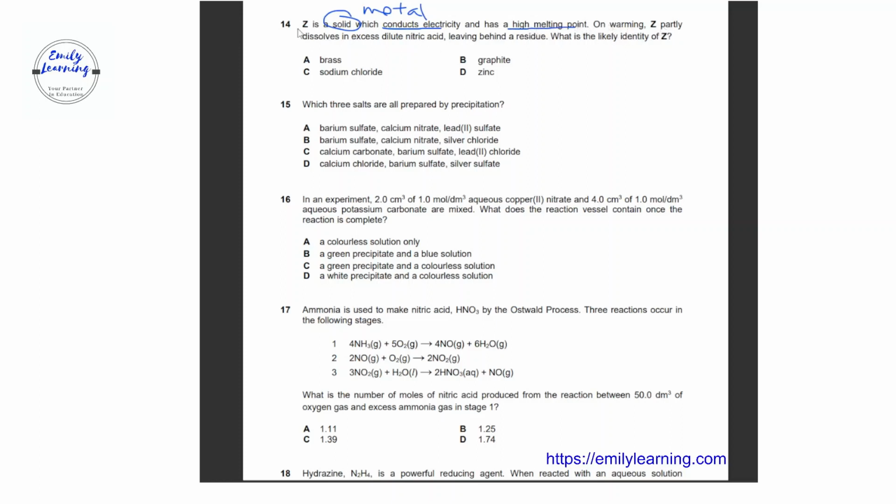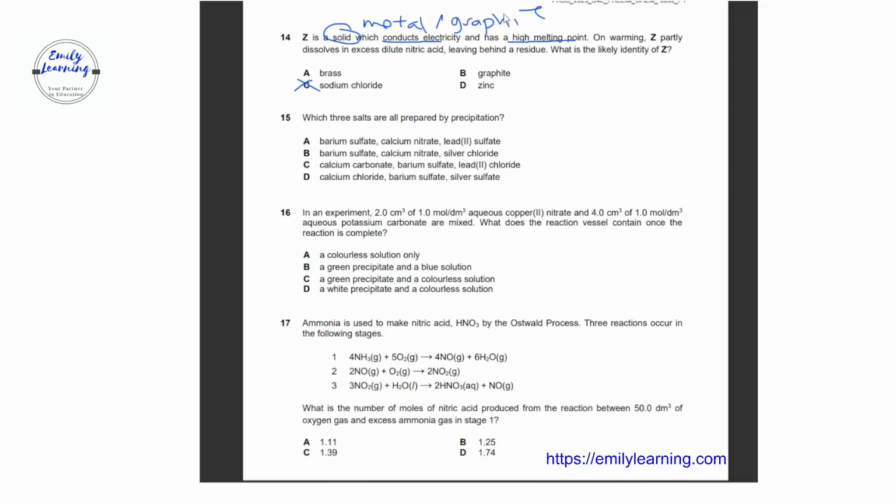On warming Z, so in other words, we can eliminate sodium chloride already. Graphite also can conduct electricity, because of the mobile electrons. It's not a metal, but you can also have graphite. It also has a relatively high boiling point, so we won't eliminate B yet. On warming, Z partially dissolves in excess dilute nitric acid, leaving behind a residue. What is the likely identity of Z?